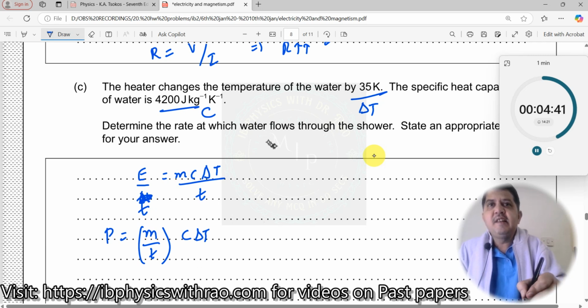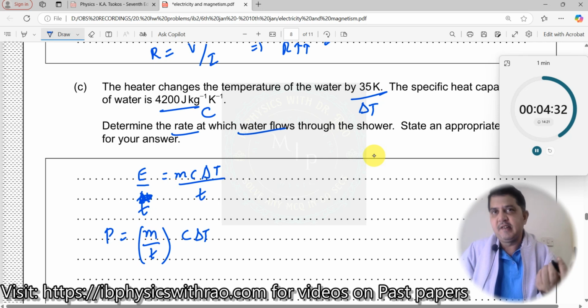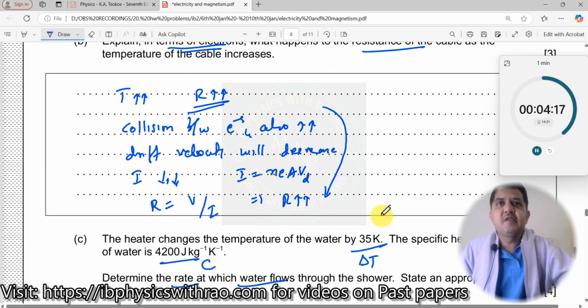Now what is he asking here? Determine the rate at which the water flows. Water flow can be calculated in terms of volume per second or in terms of kg per second, mass per second. So here I already have a mass per second. Therefore I will use this as the subject and write m by t is equal to P divided by c delta T. Now what is P? P was already given over here.